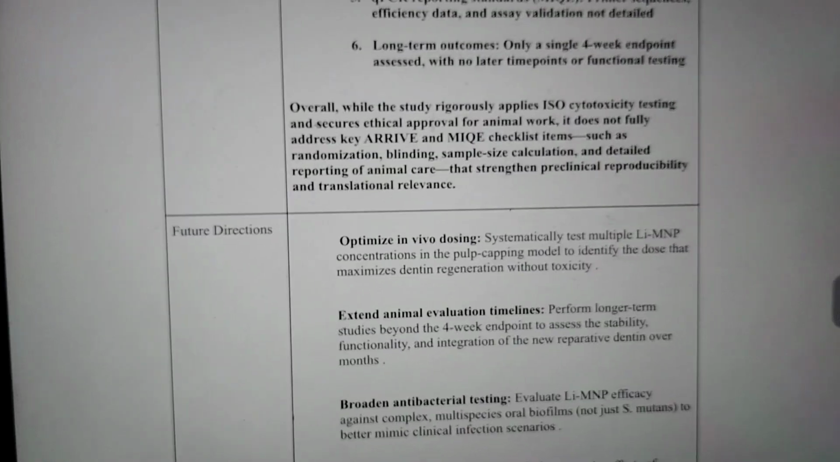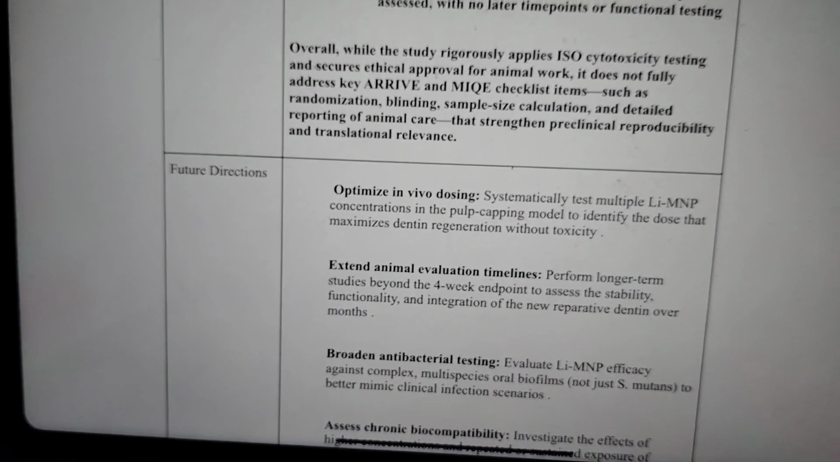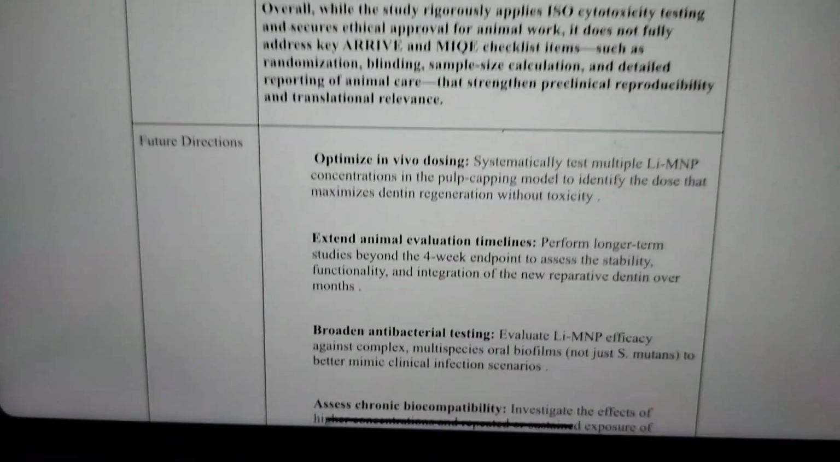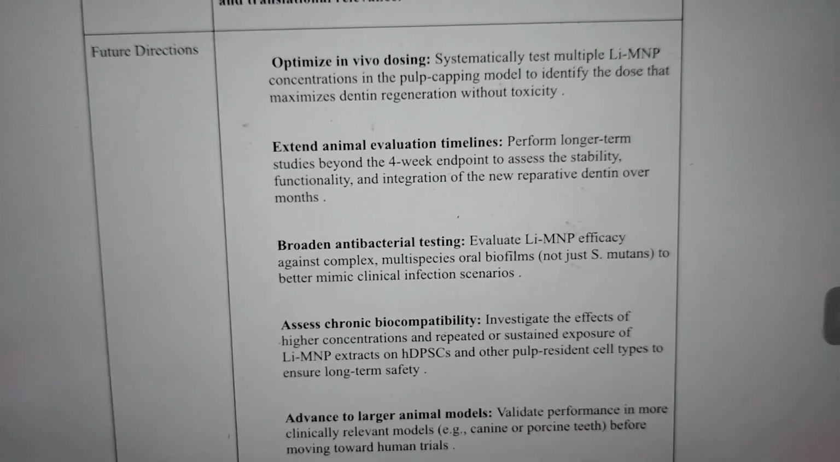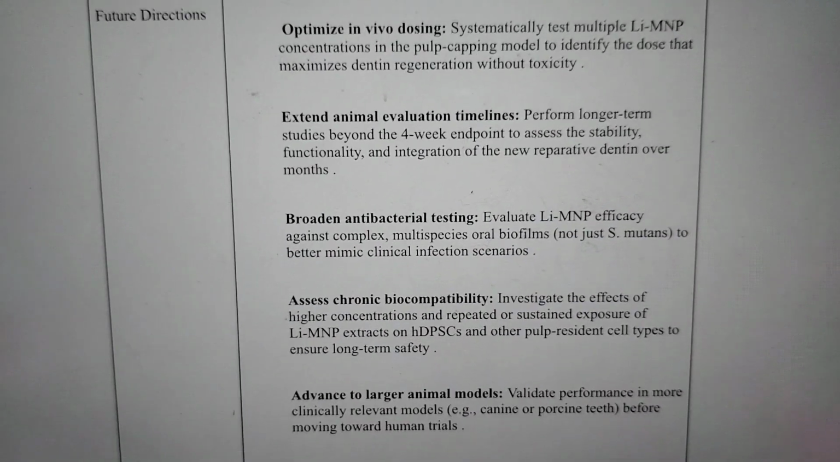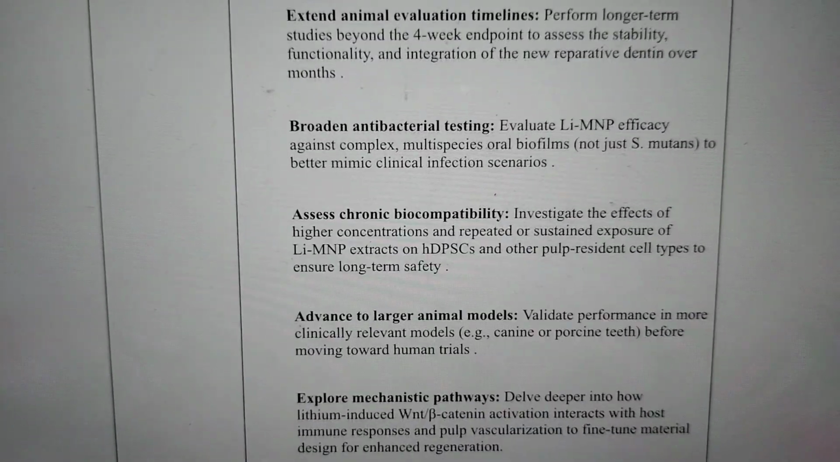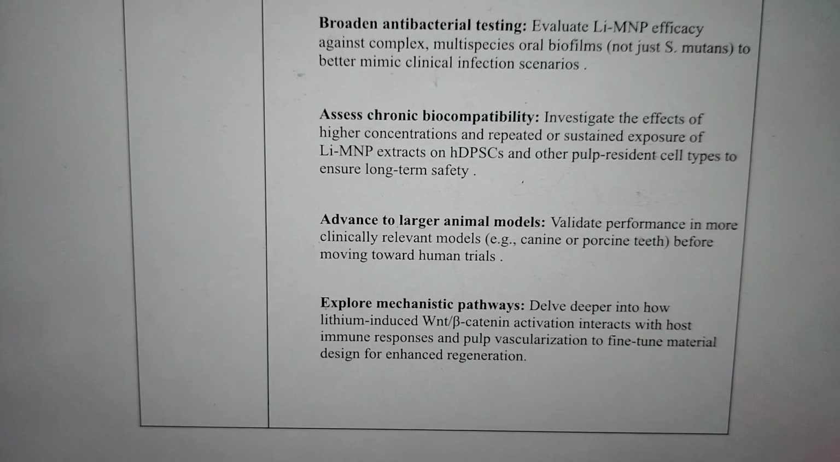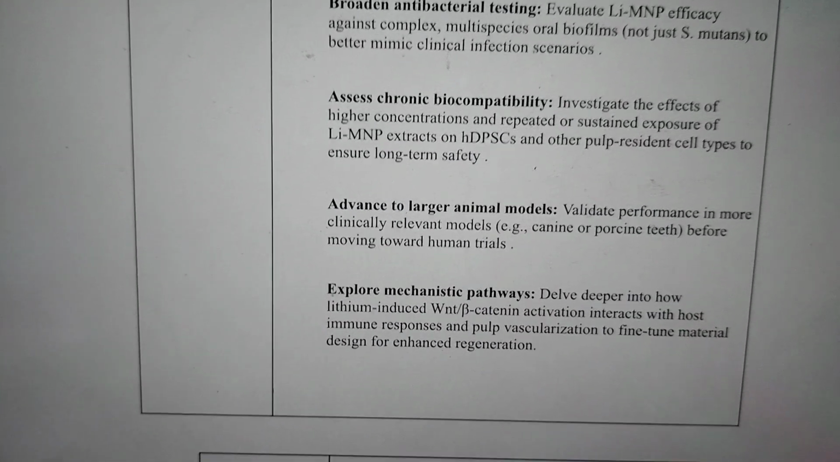Future directions: optimize in vivo dosing, extend animal evaluation timelines beyond 4 weeks, broaden antibacterial testing for various other species of bacteria, assess chronic biocompatibility, advance to larger animal models, and explore mechanistic pathways via WNT beta-catenin activation.